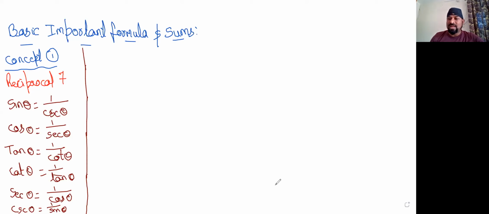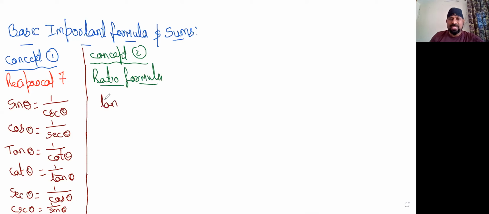Now, let's go for another set of concept. Concept 2, which we call the ratio formula. The main things you have to remember: if you think about the ratio formula, tan theta is equal to sin theta by cos theta. This is the first ratio formula. Tan theta is equal to sin theta by cos theta. In the same way, cot theta is equal to cos theta by sin theta.